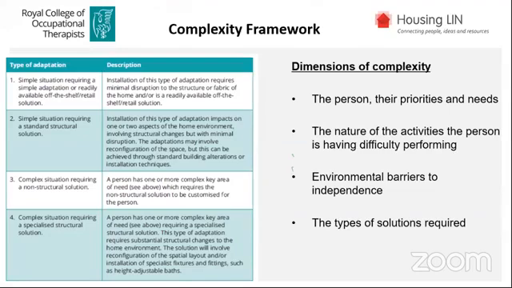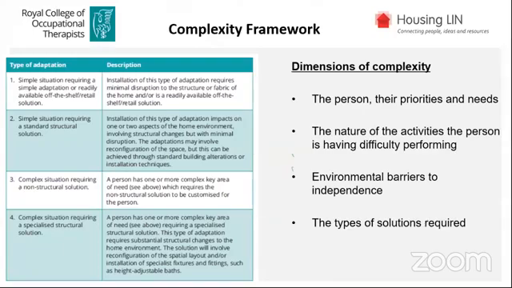So this is how we've defined the different types of adaptations. I won't read this out verbatim. Not easy to say with a Yorkshire accent.